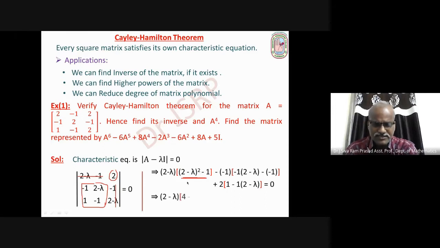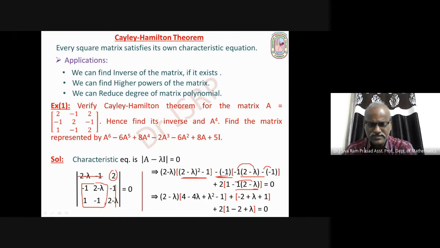So 2 minus lambda into (a minus b) whole square form: 2 square 4 minus 2 into 2 into lambda minus 4 lambda plus lambda square minus 1. So here minus 1 of minus 1, so plus 1. Multiply these terms: so minus 1 into 2 minus 2 minus 1 into minus lambda plus lambda. Next multiply this: plus 2 into 1 minus 2 plus lambda. Just simplifications.